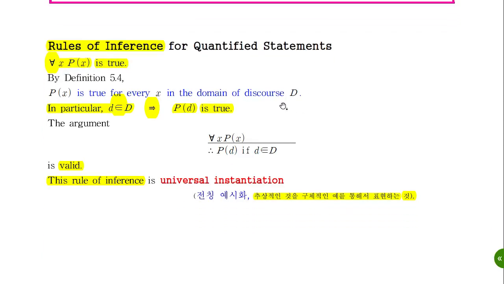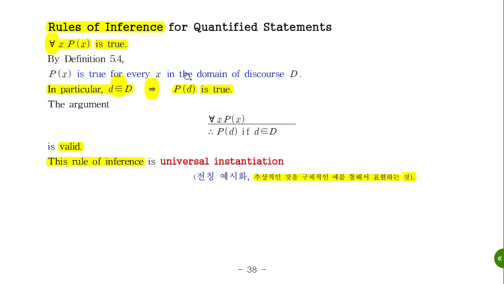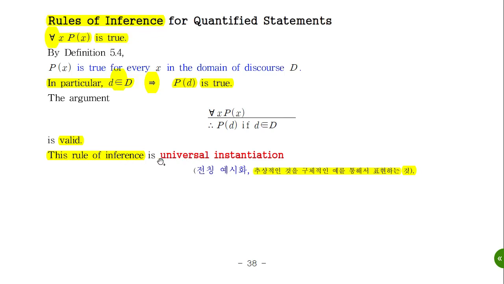Next, rule of inference for quantified statements. For all x, P of x is true. P of x is true for every x in the domain of discourse. In particular, d is in D, and P of d is true. The argument is valid. The rule of inference is the universal instantiation.